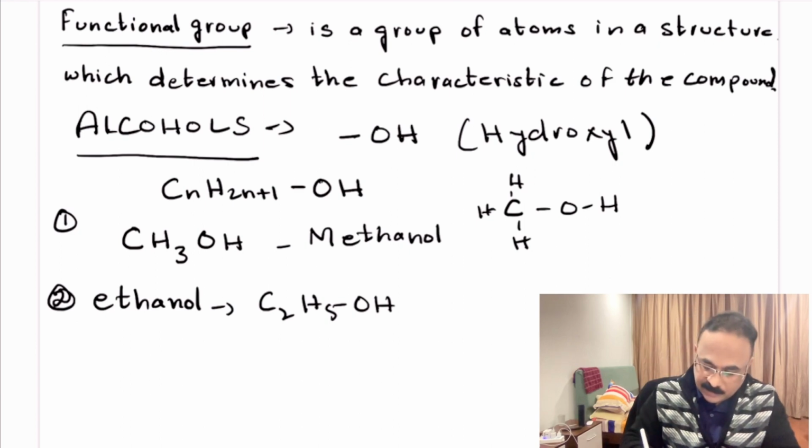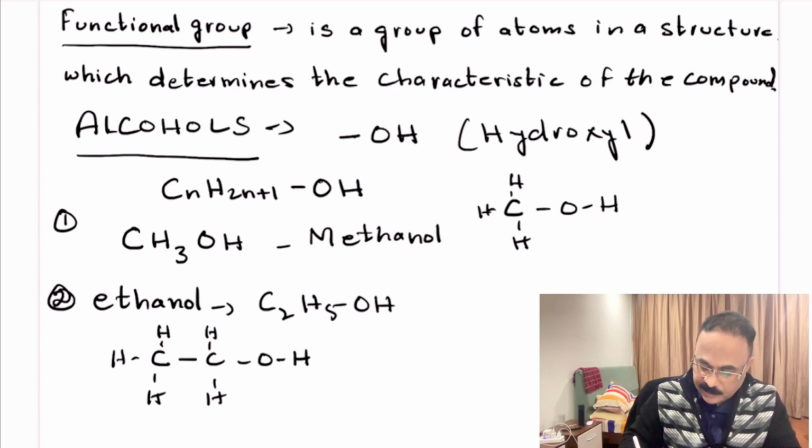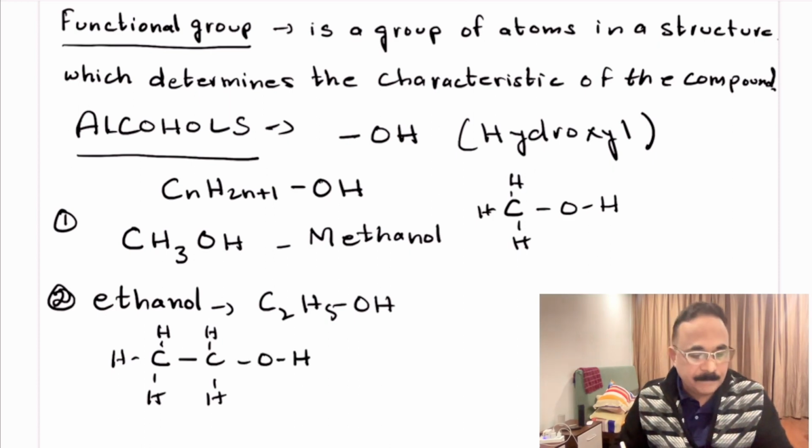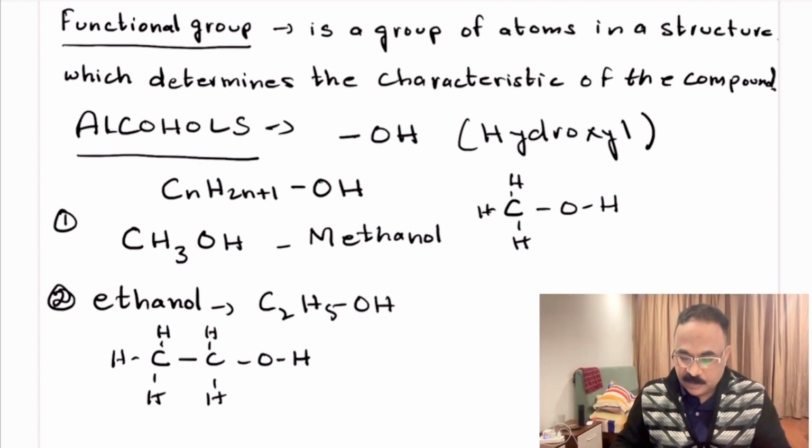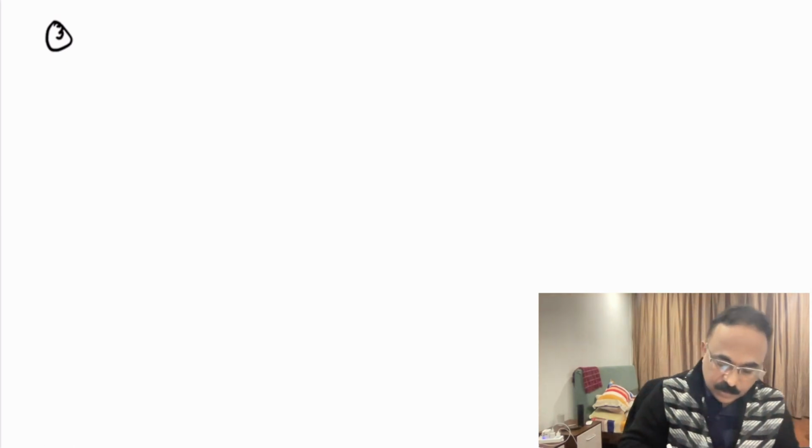Let's draw the structure of ethanol. There are 2 carbons, and then H, and then another H there, here another H, single bond O, single bond H. So this is ethanol. The third one is known as propanol. It will have 3 carbons in it. So let's go to the next page and draw the third one, propanol.